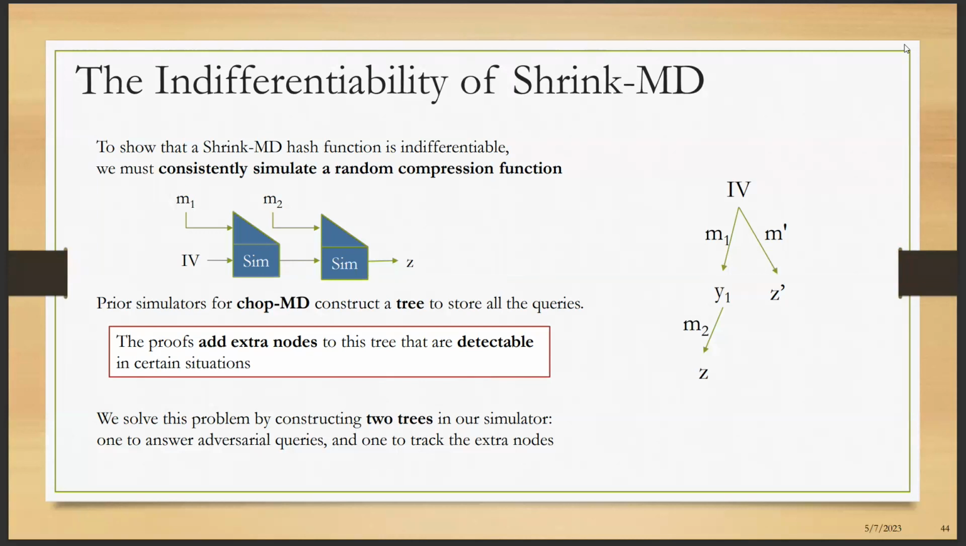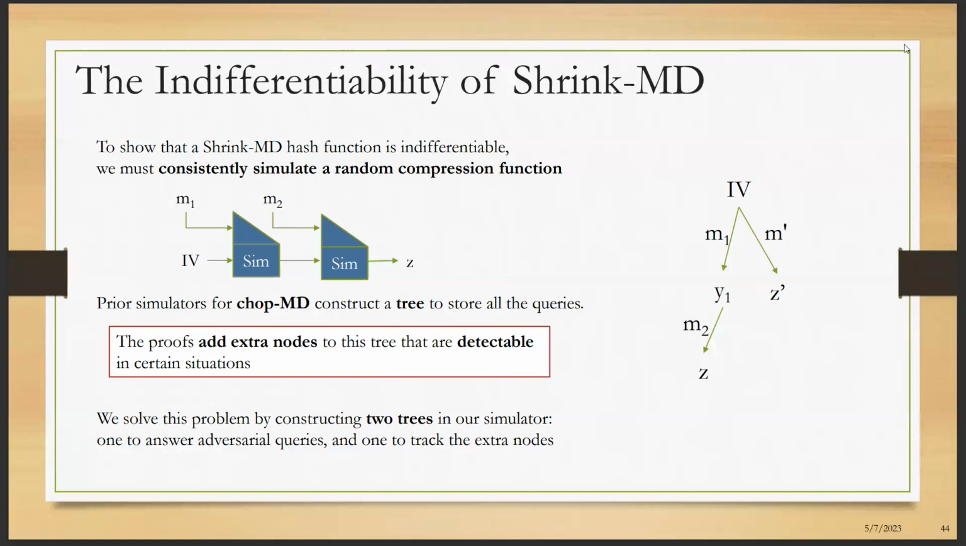Okay, and with my last couple minutes, I'm just going to say we think that our proof has a little bit of independent interest, because while we were looking at the CHOP-MD proof, we found a minor bug. And the way that that works is there's a simulator that is supposed to simulate a random compression function. And that works by building a tree where each edge in the tree represents one compression function execution, and a path through the tree represents one full evaluation of Merkle-Damgard on a message. And usually proofs add extra nodes to this tree over the course of the proof to represent full hash function queries that are made by the adversary.